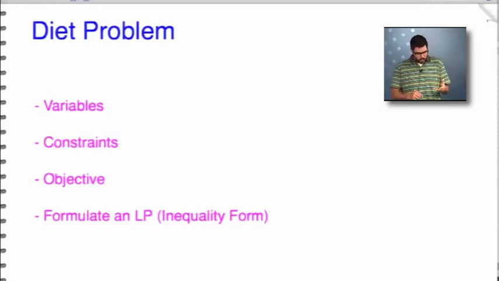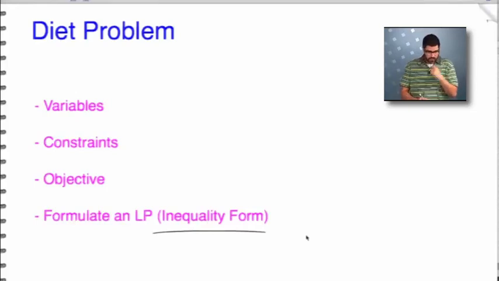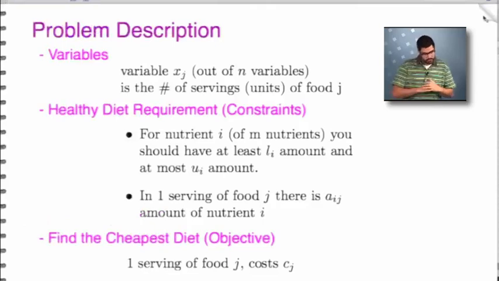All right, so let's take a look at this. Let's talk about the variables, and I sort of mentioned it here just real quick, the constraints and our objective. All right, and then we're going to formulate it as an LP, and in this specific lecture, I'm just going to use the inequality form that we discussed already. All right, so let's see.